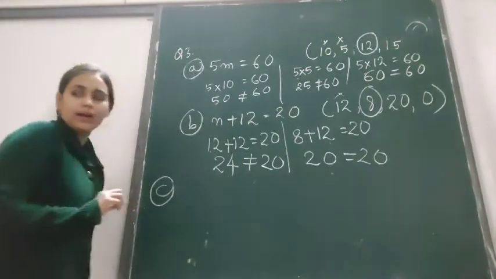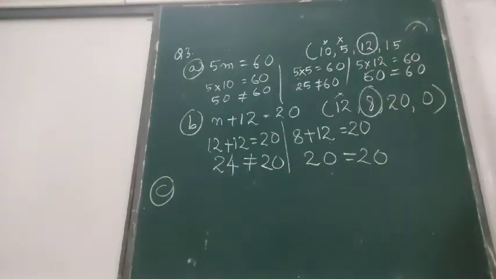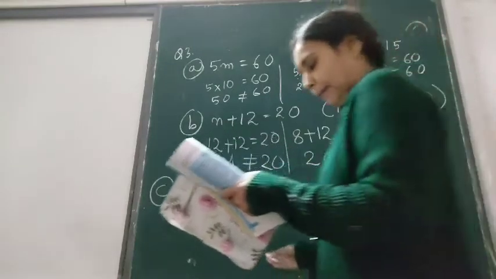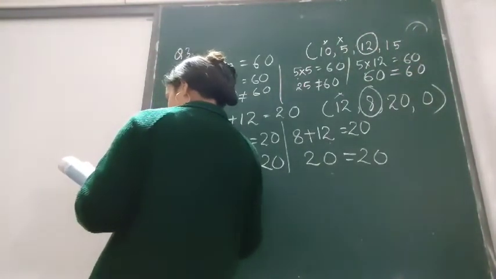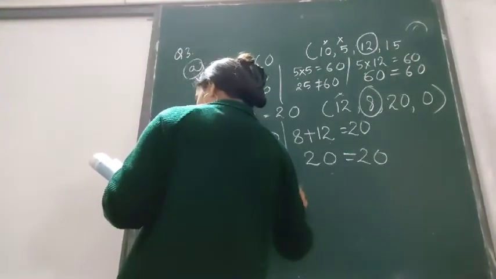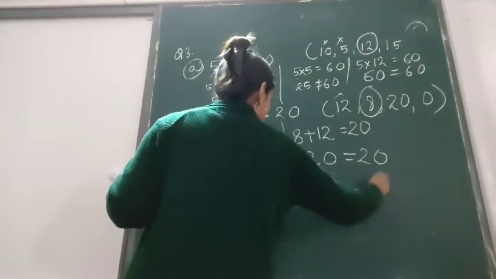Then we go to the C part. I keep the book in different places and then I keep searching. Okay. We'll go to C. P minus 5 is equal to 5. Options are 0, 10, 5, minus 5.